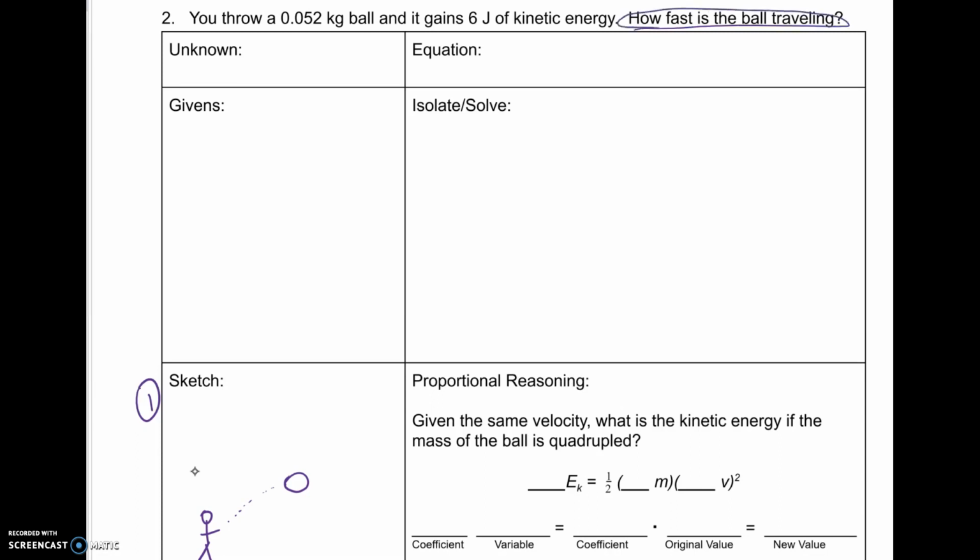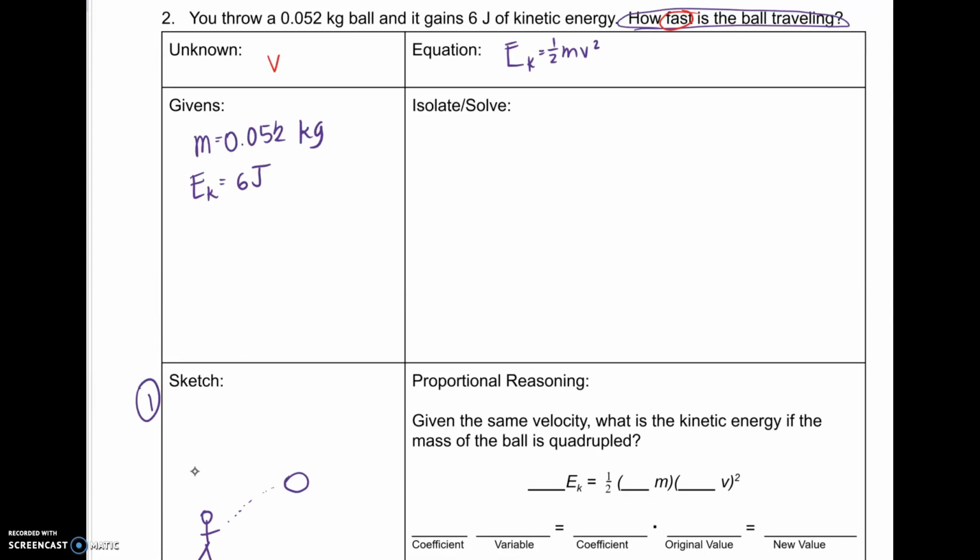So here is our unknown. And we are looking for, so how fast something is, we must be looking for velocity. Okay, velocity by itself. Let's go ahead and write down the givens. Our mass of the ball is 0.052 kilograms. And it has 6 joules of kinetic energy. So once again, we have something that has velocity, mass, and EK. And we know that it's going to be our equation that we came up with from our lab. So EK is equal to 1/2 mv squared.